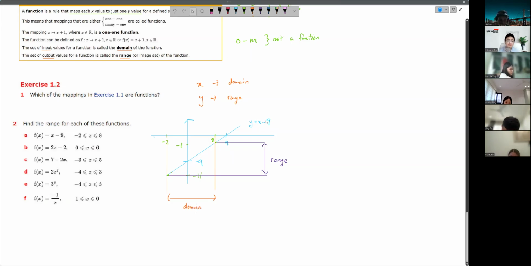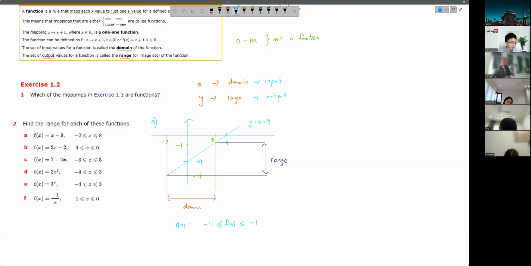All right? If you look back, when we say y equals x minus 9, your x is your input, right? Your y is your output. So that's why it's like this. This is the range and this is the domain. So for question A, your answer will be f(x) between -11 to -1. That's all they are asking for.